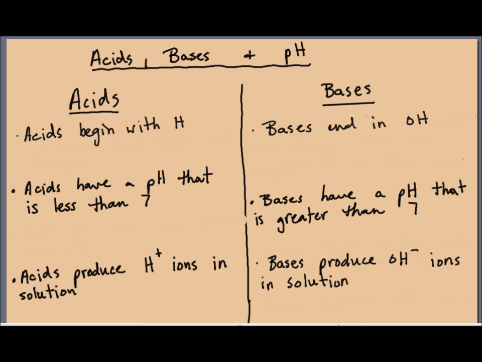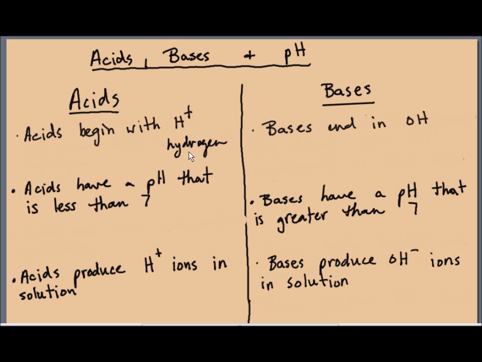So as I've mentioned a few times, acids begin with H. So when we talk about H, we're talking about hydrogen, and in particular, we're talking about H plus ions. And that's a really important property of acids. The fact that it produces H plus ions in solution is what gives it all of its properties.